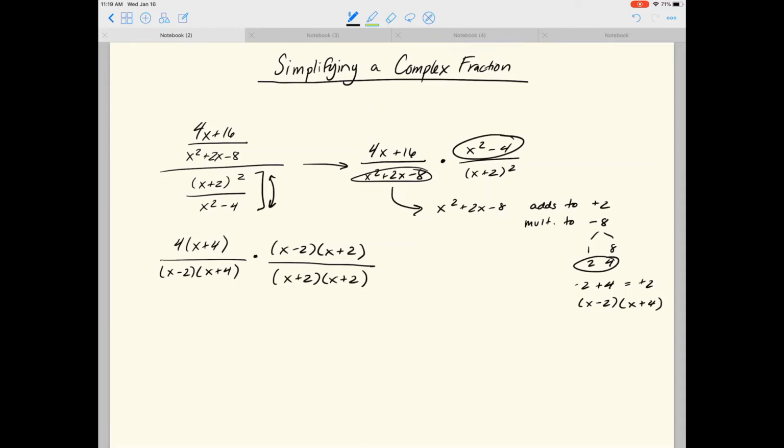So already you're noticing we have repeating terms. We can cancel them out. So this is my favorite part. We have x plus 4, this cancels out. We have x minus 2 over here, and we have x plus 2 over here. So actually our final answer is just going to be 4 divided by x plus 2, which in the long run, is a lot less stressful looking than our original problem.